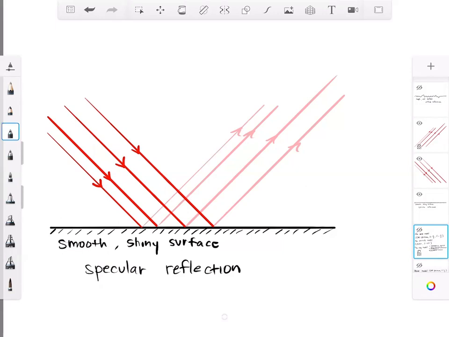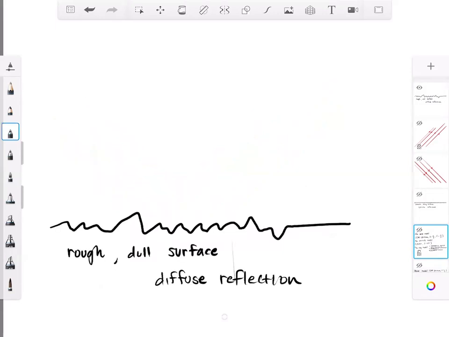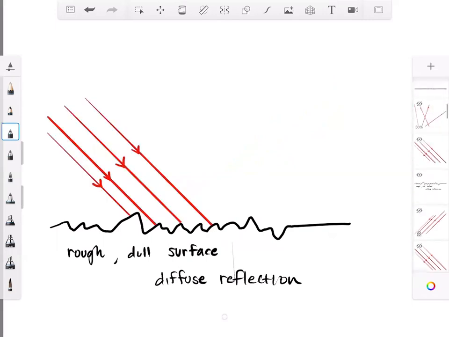Now let's look at the other type of reflection, which is known as diffuse. Diffuse reflection happens when you are dealing with a rough, dull, and uneven surface. So imagine that you have those same incident light rays from before, right? At each point that those light rays come into contact with the surface, since the surface is kind of pointing in all kinds of different directions, those reflected light rays will also point in a bunch of random directions.